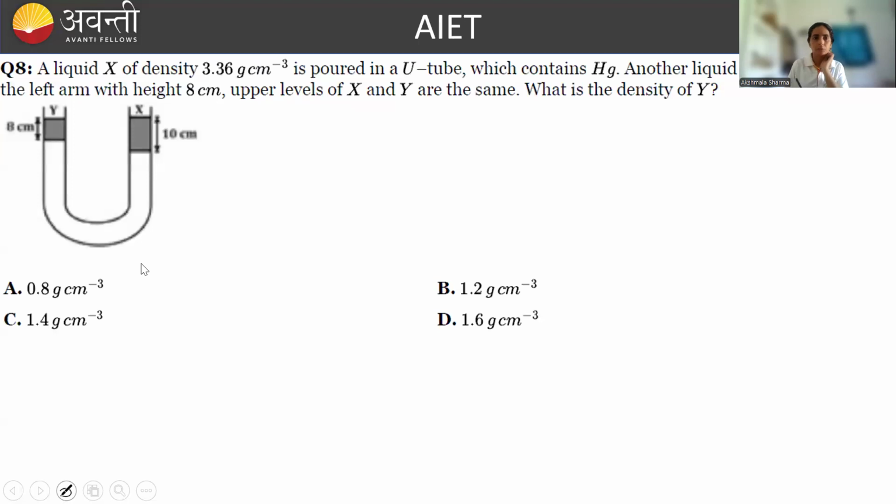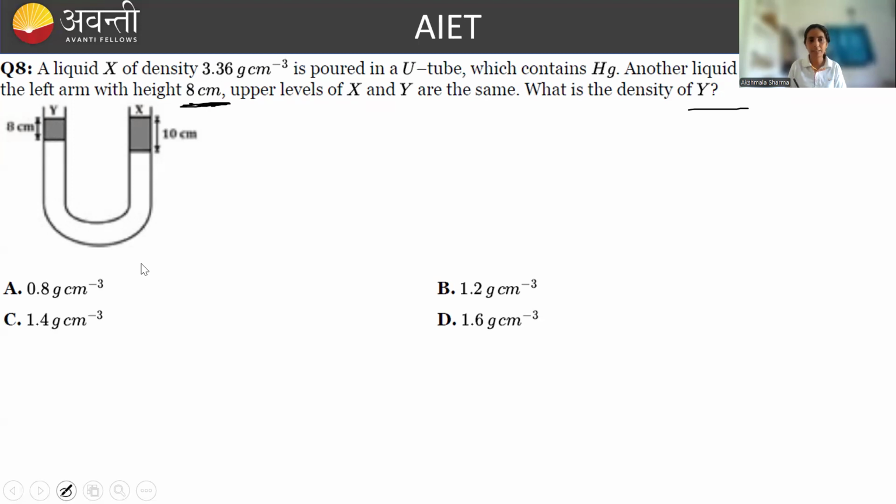Now let's deal with this question. A liquid X of density 3.36 gram per centimeter cube is poured in a U-tube, which contains mercury. Another liquid Y is poured in the left arm with height 8 centimeter. The upper levels of X and Y are the same. What is the density of Y?